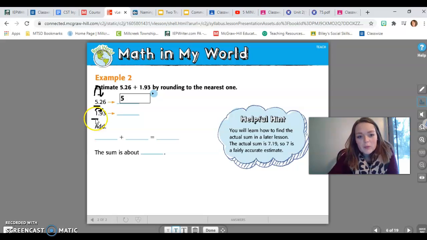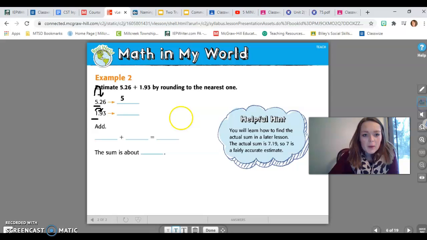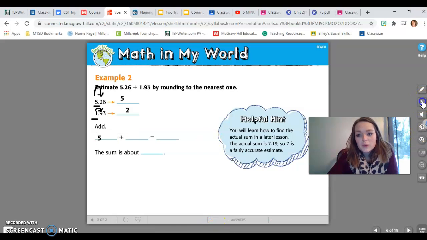Let's look at the next one. We have 1.93. We are looking at our 9. Our 9 is going to bump it up, so our 1 is going to become a 2. Now we're going to add them together. We have 5 plus 2. What is 5 plus 2? 7. So our answer is 7. The sum is about 7.